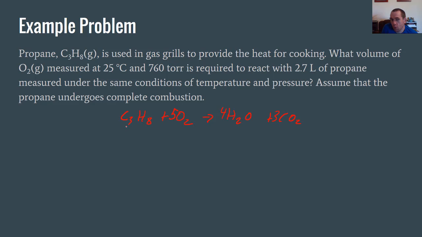Now, this tells me 1 molecule of C3H8 reacts with 5 molecules of oxygen, but it also tells me 1 liter of C3H8 combines with 5 liters of oxygen. That's Avogadro's hypothesis. And so if I have 2.7 liters of propane, then I just need to multiply everything by 2.7, and 5 times 2.7 is 13.5 liters. So don't think we have to use all of the long complicated laws. If we've got a nice straightforward principle like Avogadro's law, we can make that work.